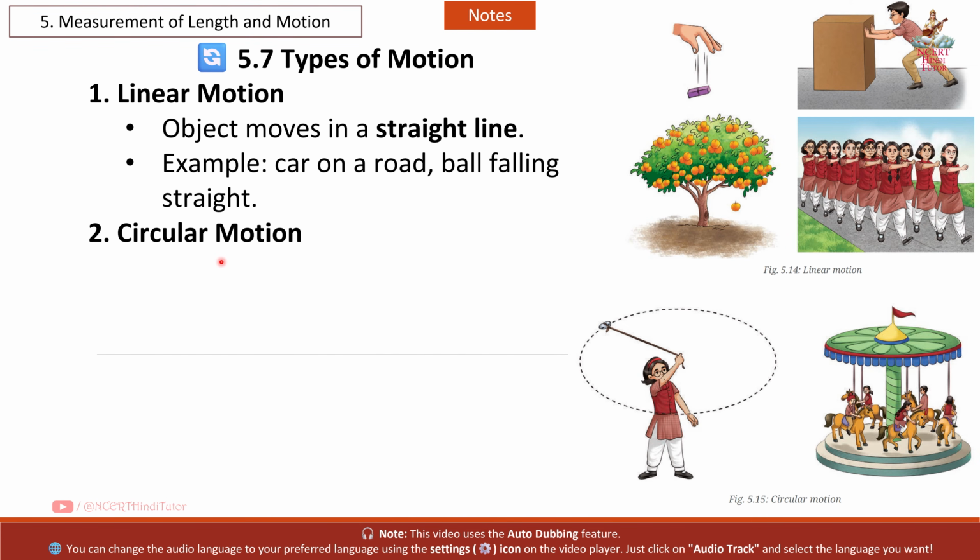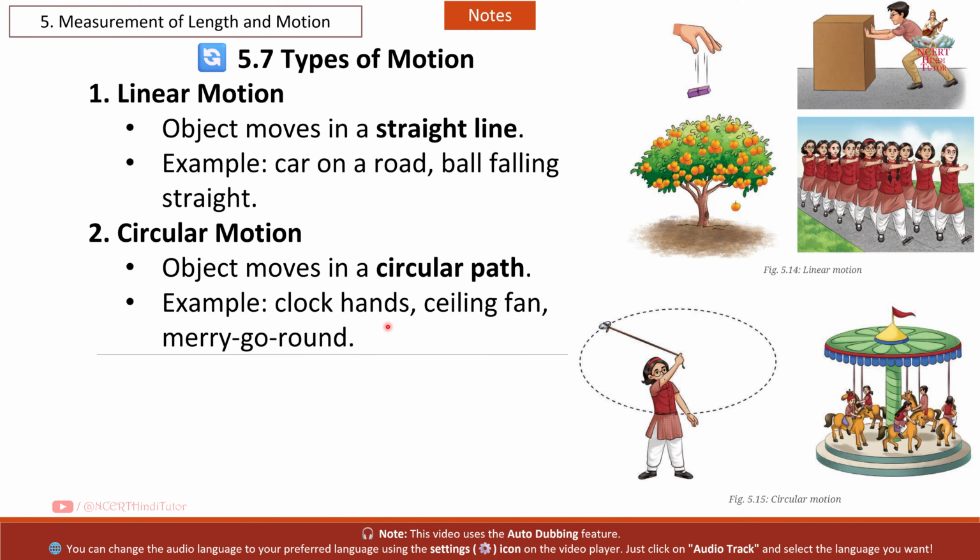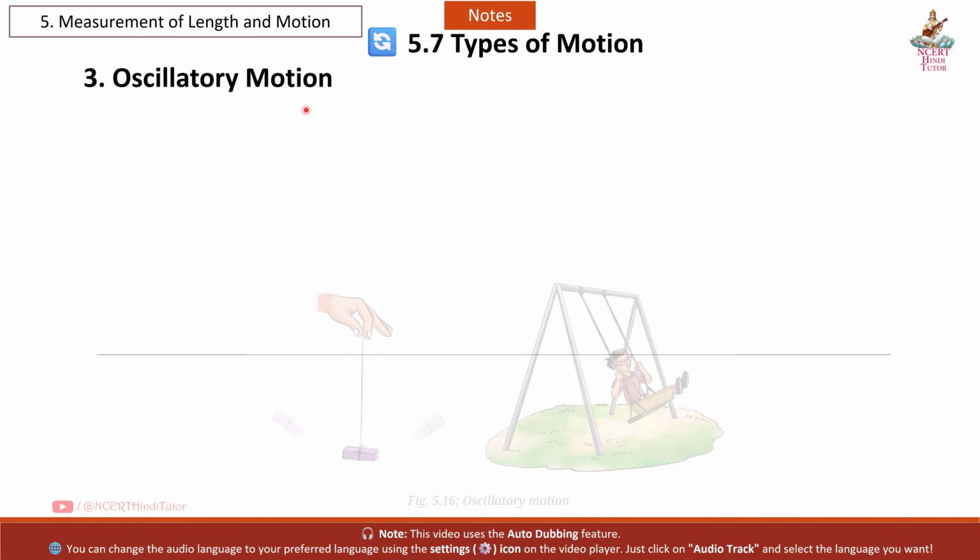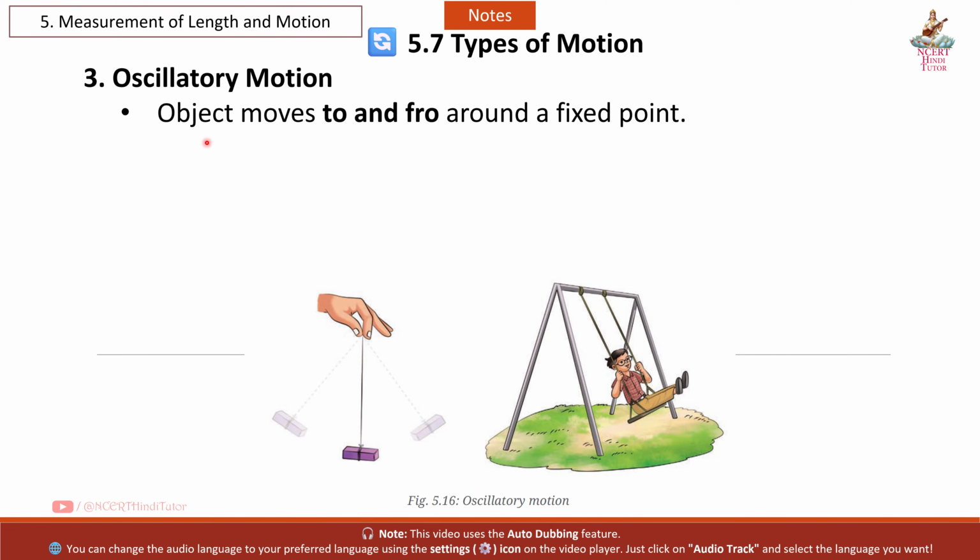Second, circular motion. Object moves in a circular path. Example, clock hands, ceiling fan, merry-go-round. So friends, this is the example of linear motion and this is the example of circular motion. Third, oscillatory motion. This one. Object moves to and fro around a fixed point. Example, swing, pendulum, vibrating ruler.